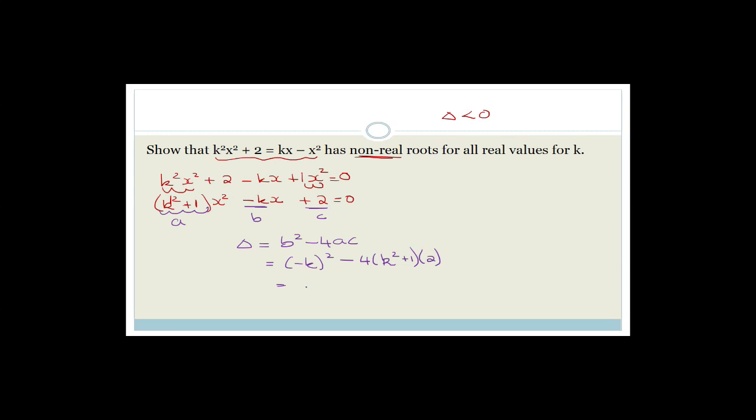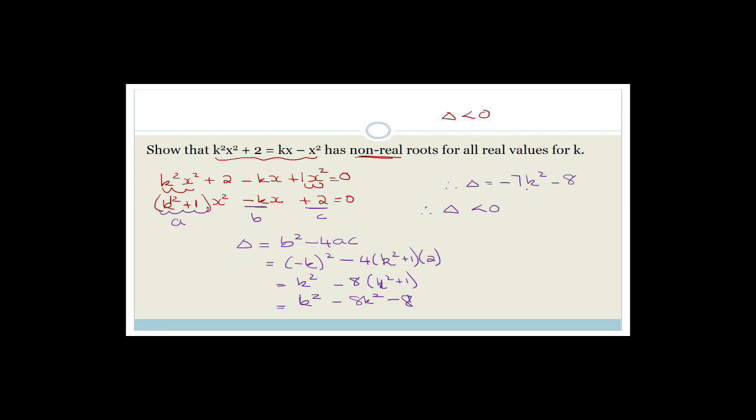So minus K squared is just going to be K squared, minus 4 times 2 is 8, times K squared plus 1, and now we need to multiply that out again, so it becomes K squared minus 8K squared minus 8. Therefore, our answer is delta is equal to K squared minus 8K squared, which is minus 7K squared, minus 8.